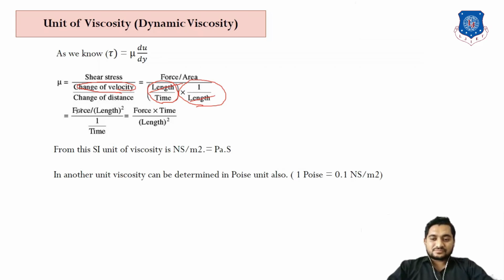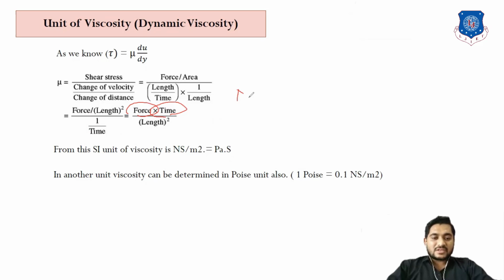So force divided by area. We can measure area in meter square, that means length square. Divided by, here in the denominator, 1 by time remaining. So force as it is, length square is going into the denominator, and 1 by time, so time will be in the upper side. So force into time divided by length square.